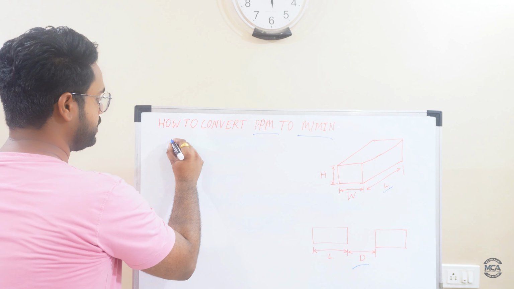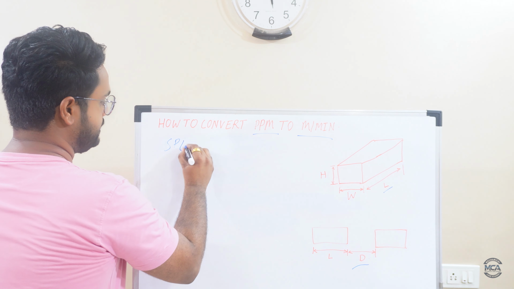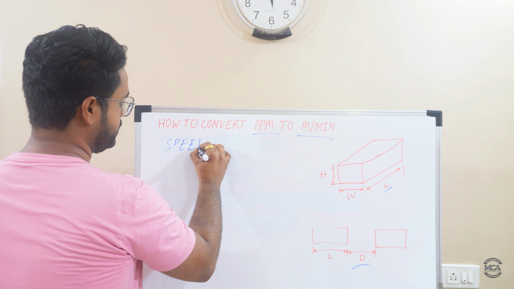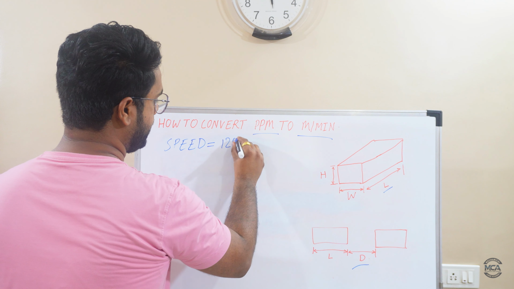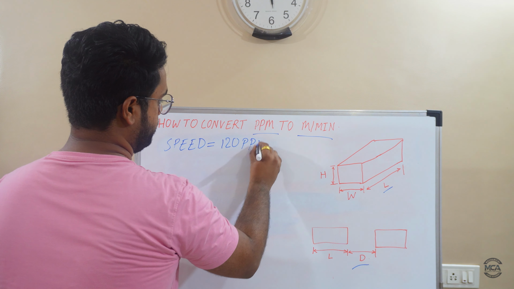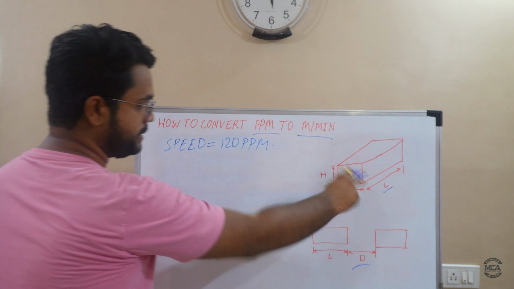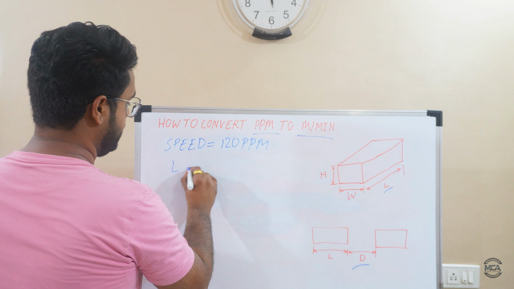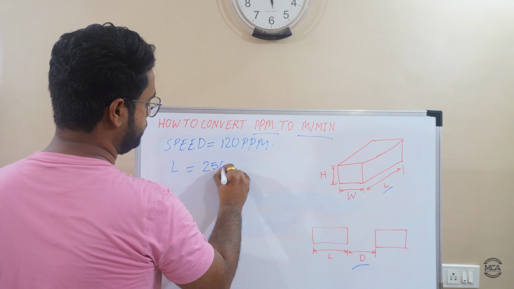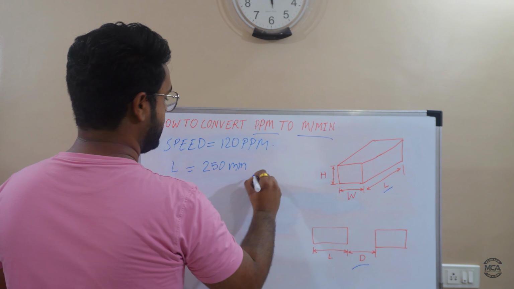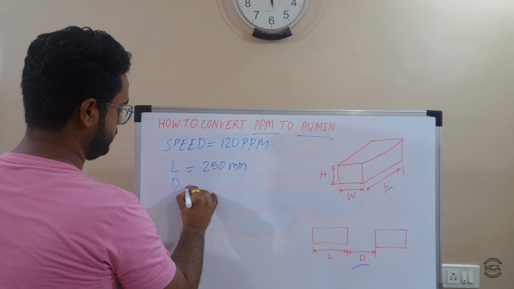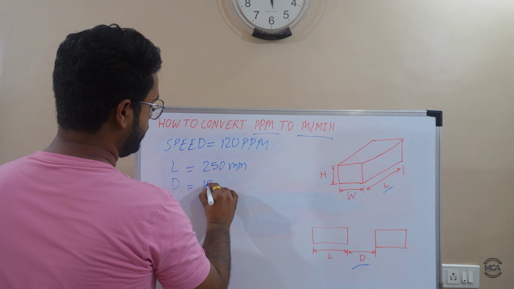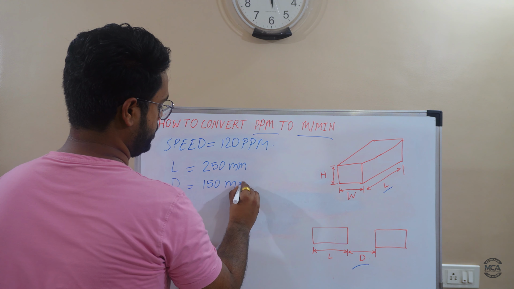So let's start the conversion. Let's write the input parameters. First we will write speed, which is 120 ppm, and second, the length is 250 mm, and the third is the distance, so distance is equal to 150 mm.